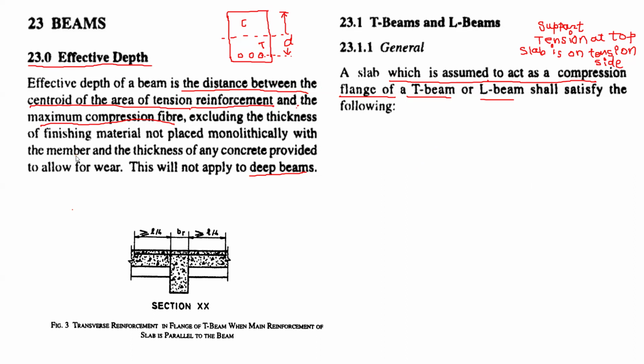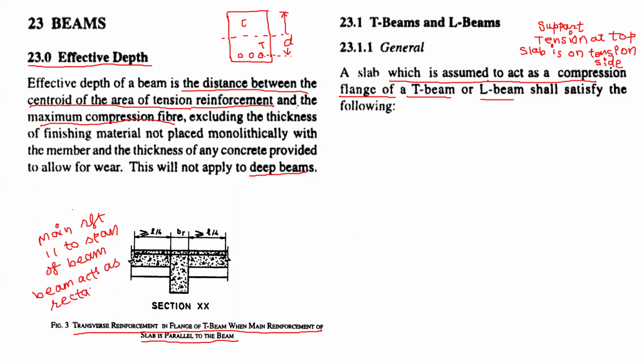So we have transverse reinforcement of flange. So clearly read this. Transverse reinforcement in flange of T beam when main reinforcement of slab is parallel to the beam. So when main reinforcement is parallel to the span of the beam, then again my beam acts as a rectangular beam.